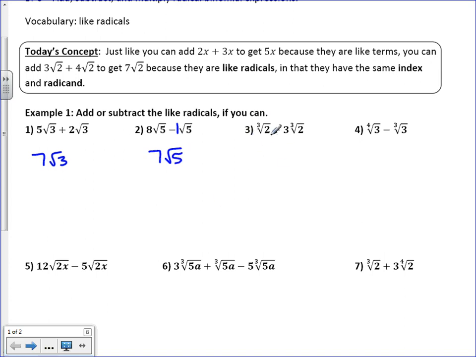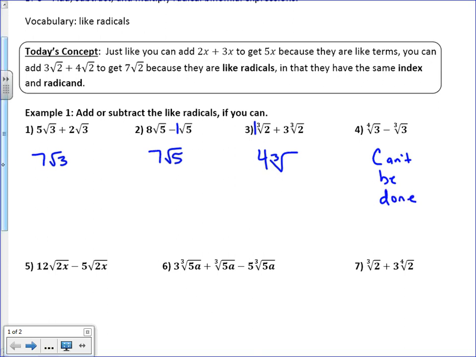Number 3, cube root of 2 plus 3 cube roots of 2. Same index 3, same radicand 2, so you have 1 of them plus 3 more, you'll have a total of 4 cube roots of 2. Number 4 is a fourth root of 3 minus a cube root of 3. Since these are not the same index, it cannot be done. So, can't be done.